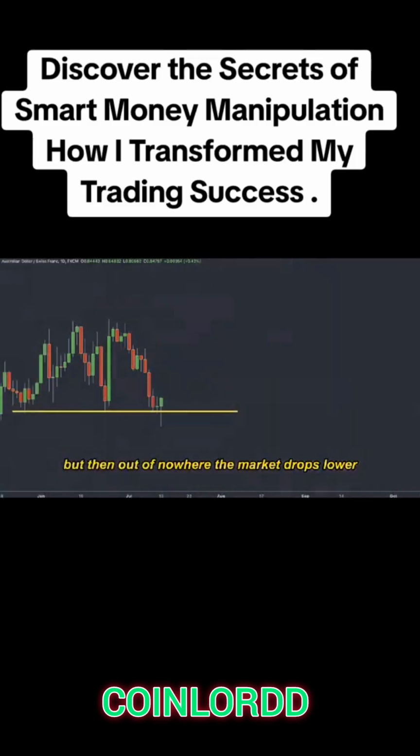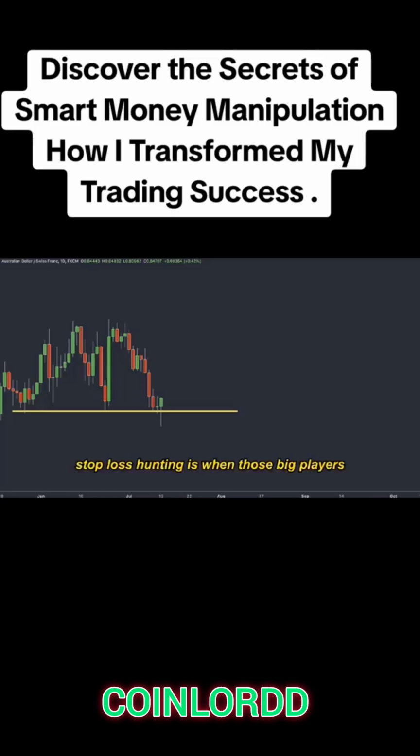But then, out of nowhere, the market drops lower, hits your stop loss, and just as quickly, it reverses and shoots up to your original target. So what just happened? This, my friends, is what we call stop loss hunting.